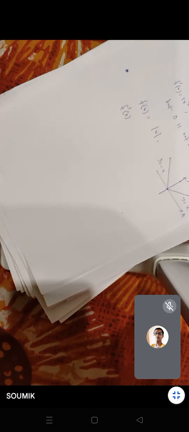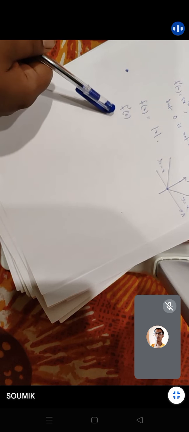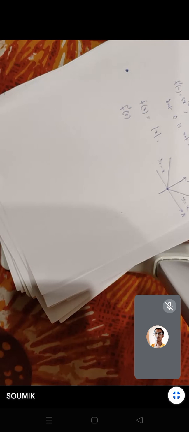What is the value of f'(0)? Please, anyone?